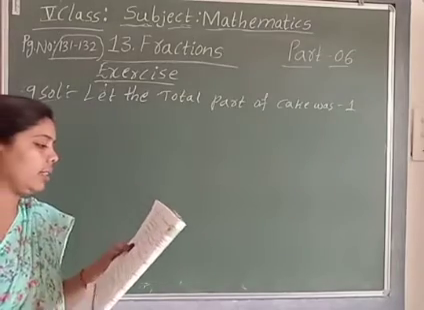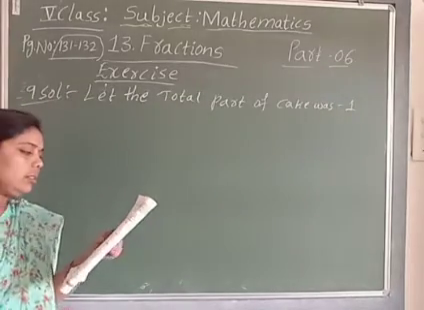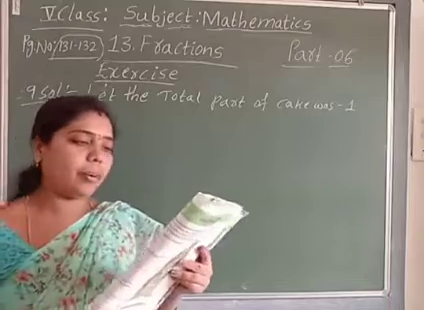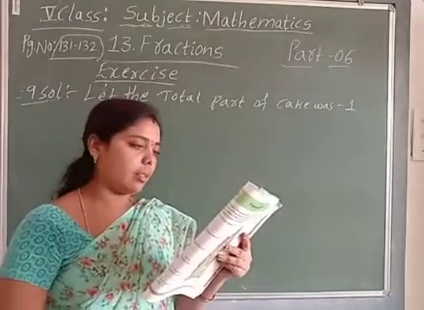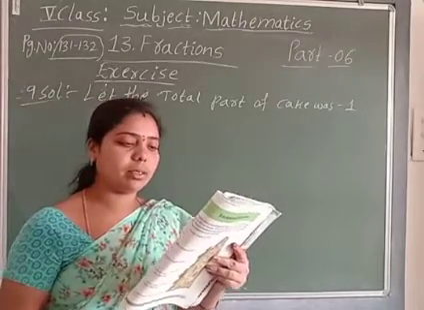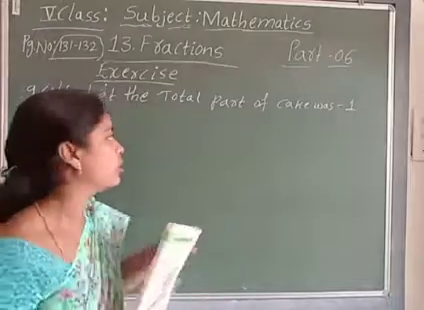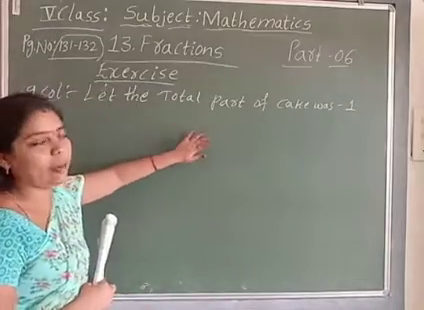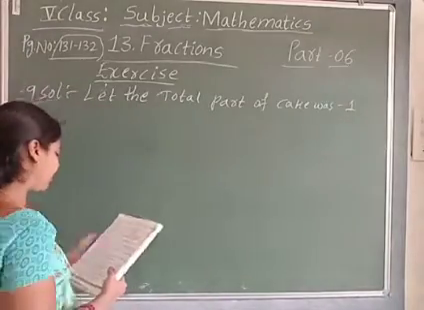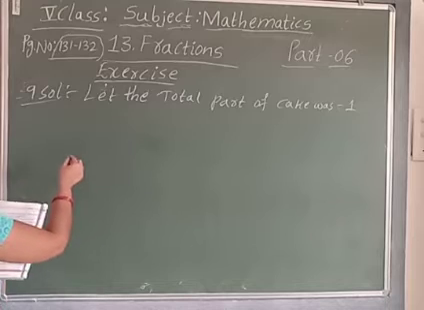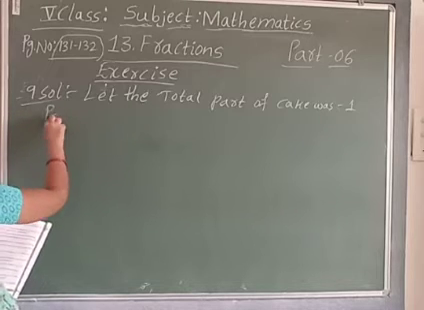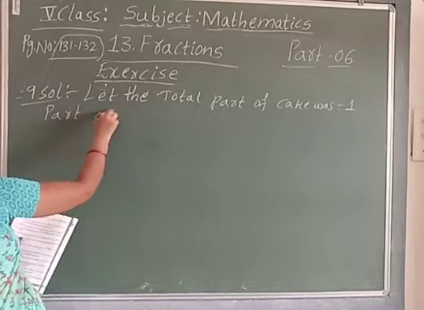See here, 9th one. John gave his friends 2/5 part of the cake. How much was left with him? So the total whole cake is 1 part only, now 1 part. So part of the cake, part of the cake.